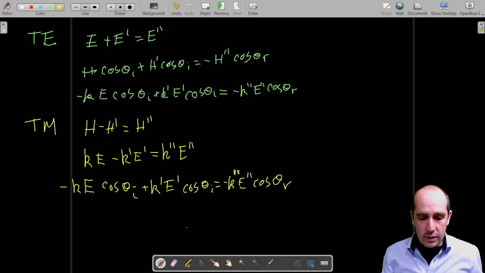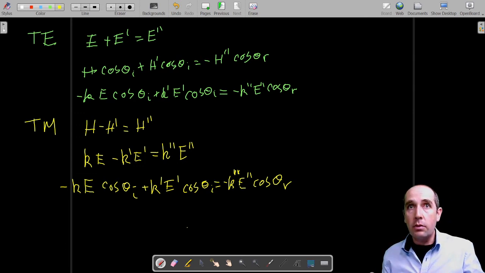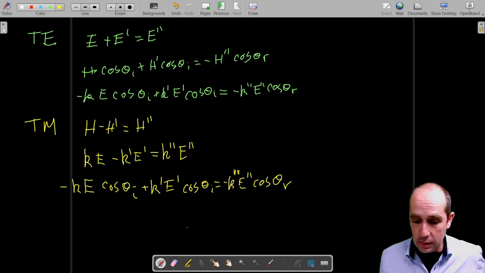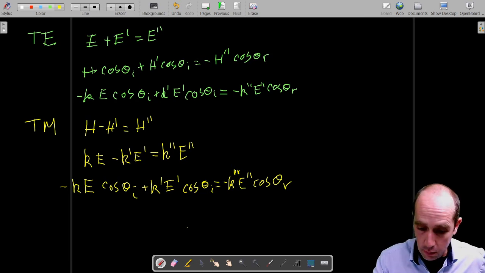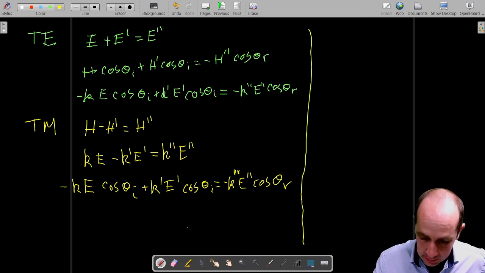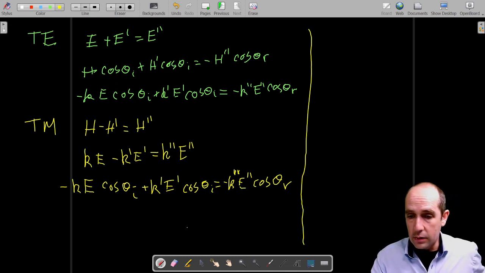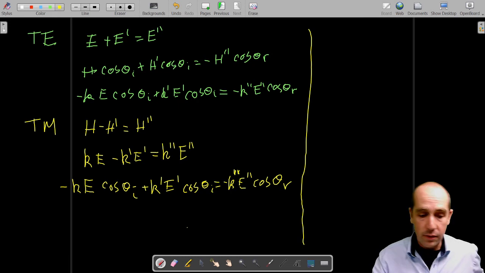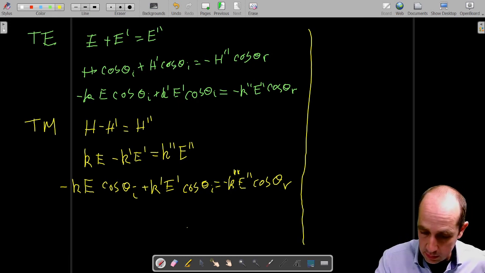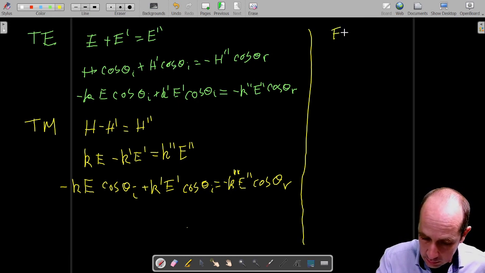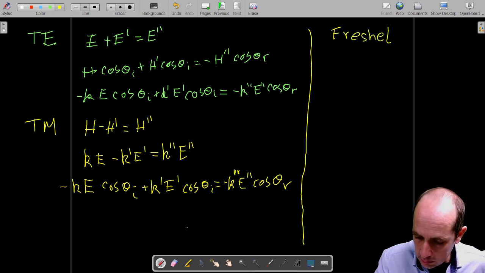Okay, so from these equations now we can take them and substitute them in the following definitions. We will define the reflection and transmission Fresnel coefficients. They are called, let me write them here, Fresnel coefficients.